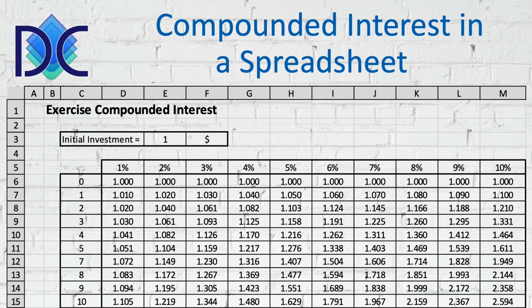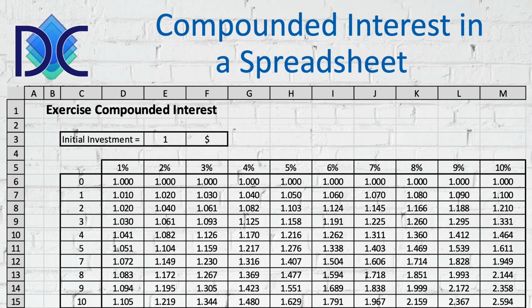And here you see a screenshot of an Excel sheet that I made. On the top you find the columns from A till M, and on the left you see the row numbers from 1 till 15. And what you find here in the table, first of all, in the column you find the number of years.